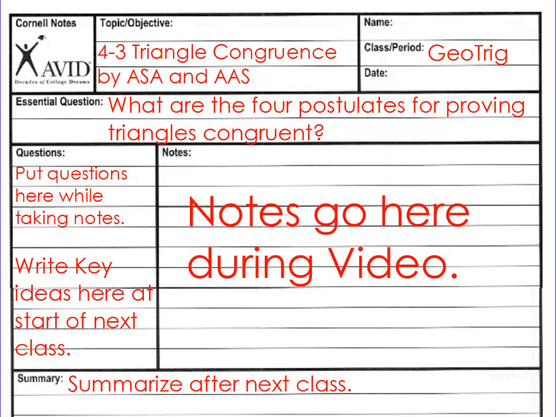Welcome, GeoTrig. This is section 4-3, triangle congruence by angle side angle and angle angle side. The essential question is, what are the four postulates for proving triangles congruent? And let's begin.